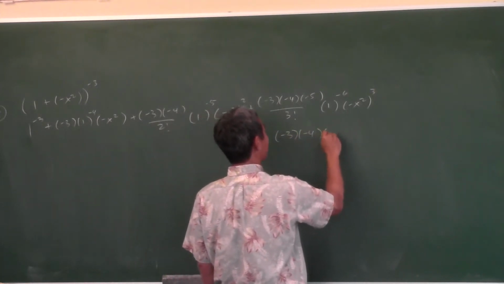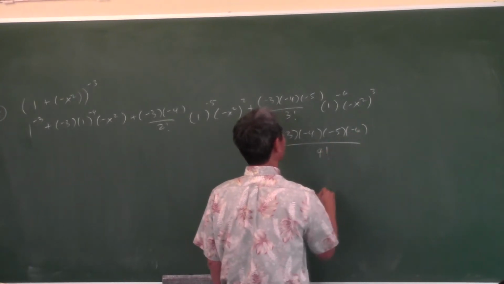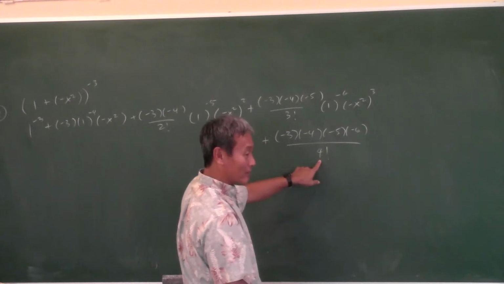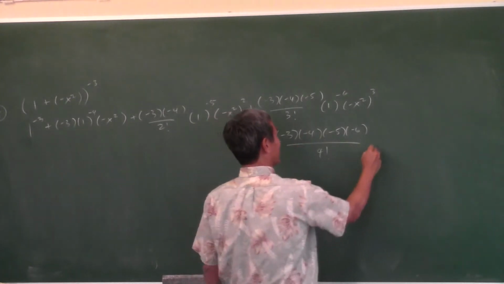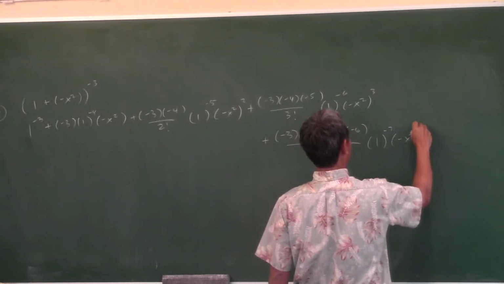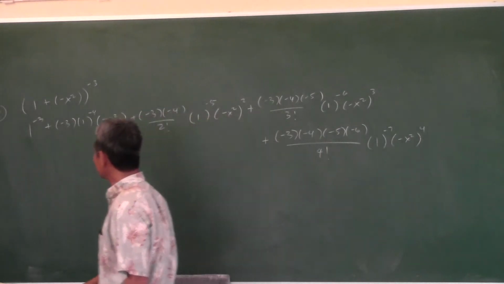And the pattern is not a difficult pattern. Look, if you got 4 factorial on the bottom, you have to have 4 things on the top. The power of a goes down by 1, the power of b goes up by 1. That's the binomial theorem. Okay, now simplify each one.